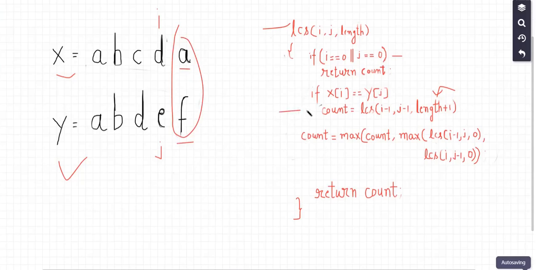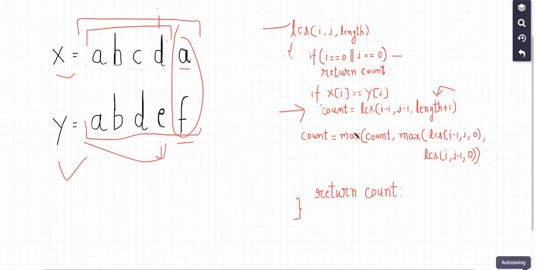Fine. So that's the case I covered here. Then I cover the other two cases where I compare the LCS in this substring and this string, and this string and this entire string. So these are the two corresponding cases for those scenarios. Fine. And I take the maximum of all the three cases. That will give me the LCS for the strings x and y.